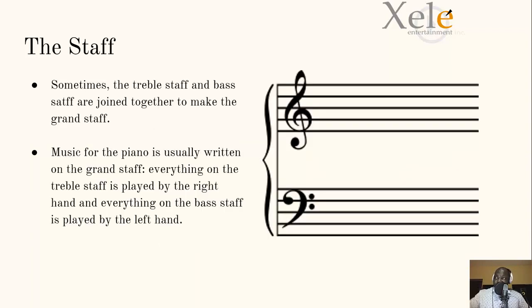Sometimes the treble and bass staves are joined together using a line and a brace. Here I have my line and here I have the brace. This curly bracket is referred to as the brace. Now when we join the treble staff and the bass staff together, it gives us what is known as the grand staff or the great staff. So if you hear grand staff or great staff, they are talking about the same thing.